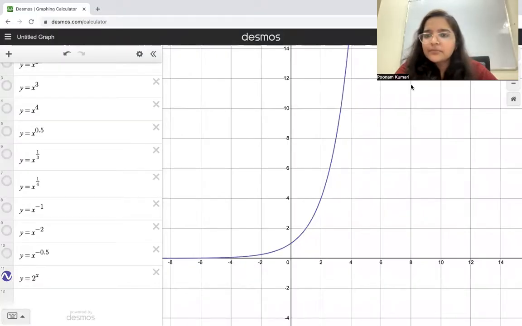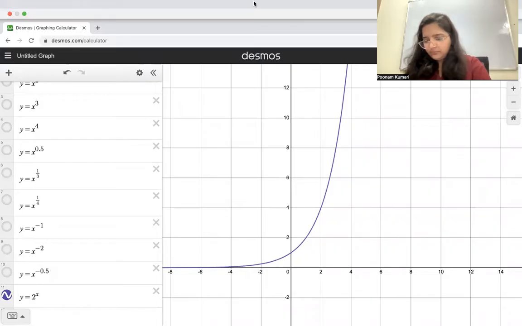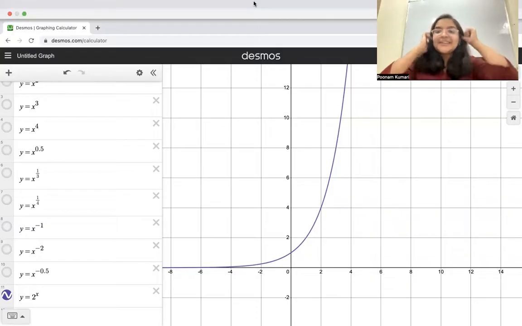ठीक है? So ये आपका exponential function हो गया. I'm so sorry. Just a minute. Suddenly started happening. Okay, anyways, coming back.